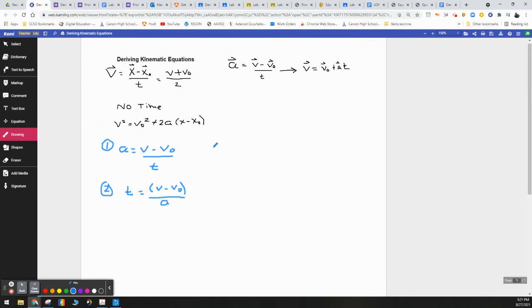And step 3, we want to do a substitution. What I mean is that we have x minus xo, in parentheses to help us out, divided by t, and here we have equals v plus vo, in parentheses, divided by 2. So what we want to do is take this and make the substitution into there.